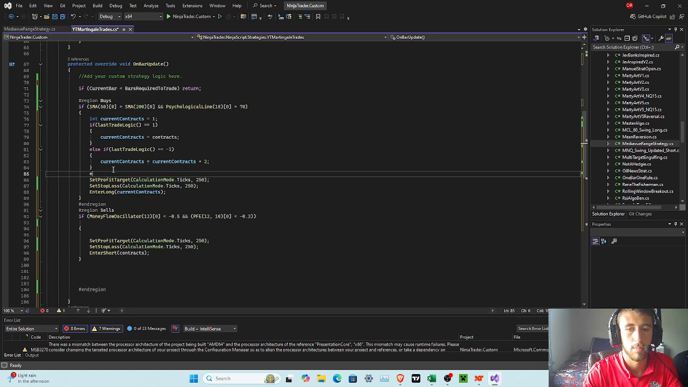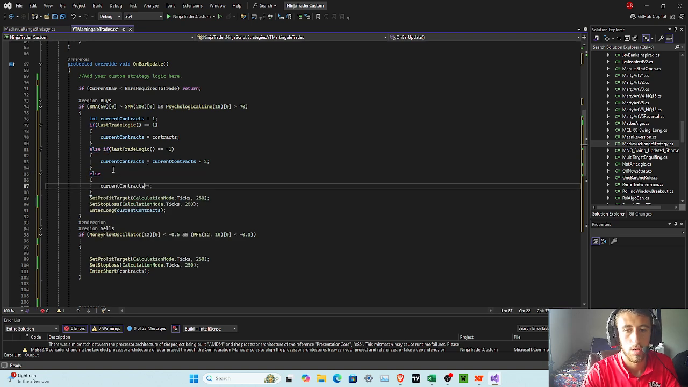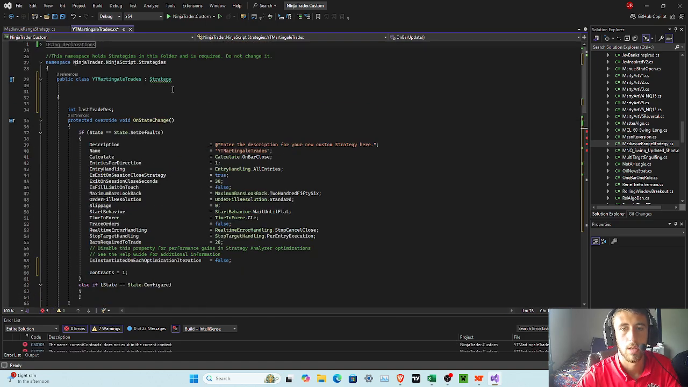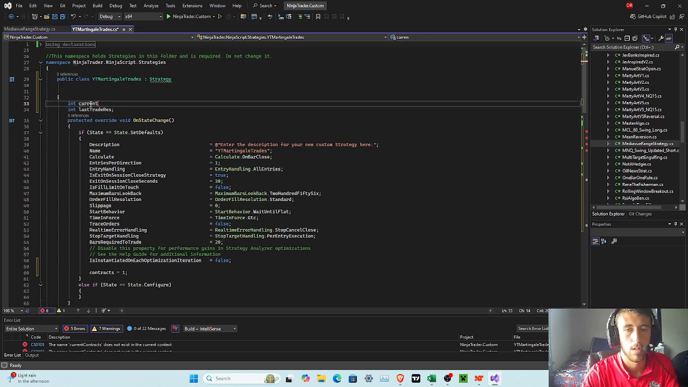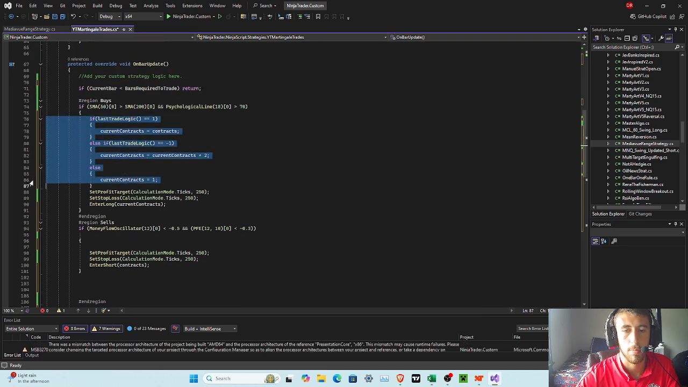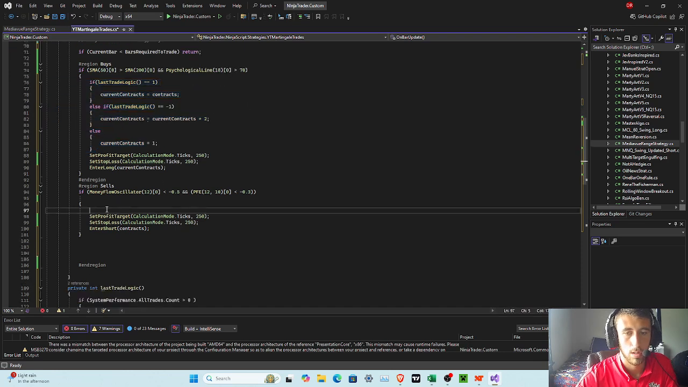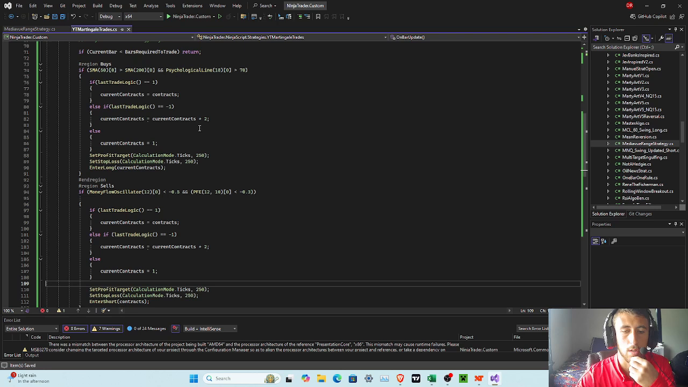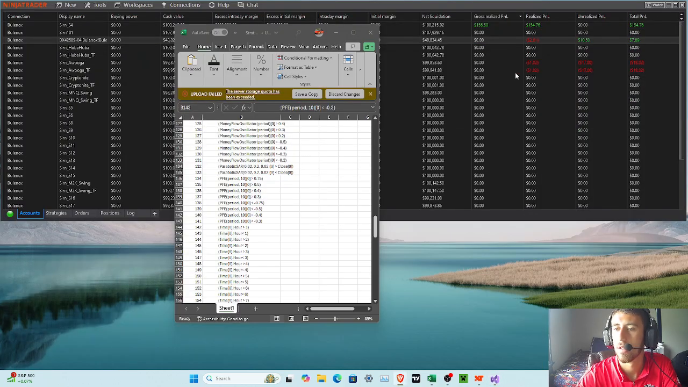Else. Current contracts equals 1. Now let's get rid of this and put it up here so we can save it across. We also want to save it for the cells. So then we're just going to copy this and paste. Control S to save and compile. And this should work.